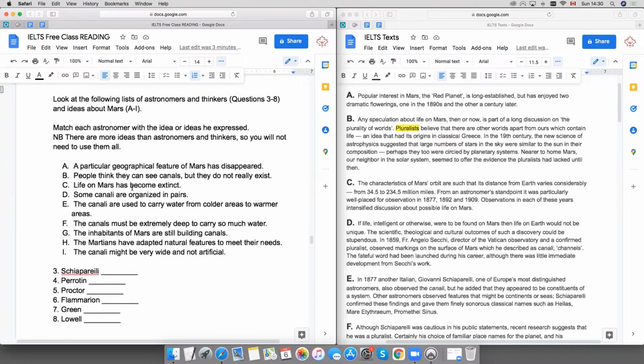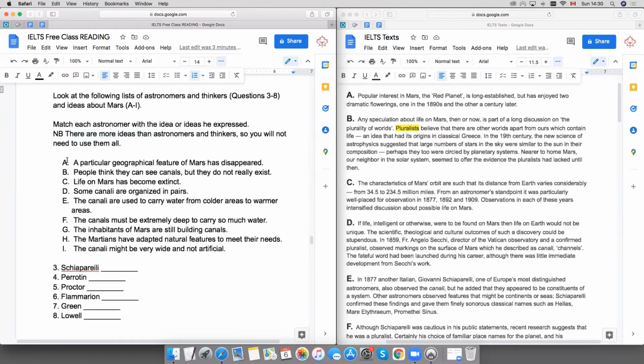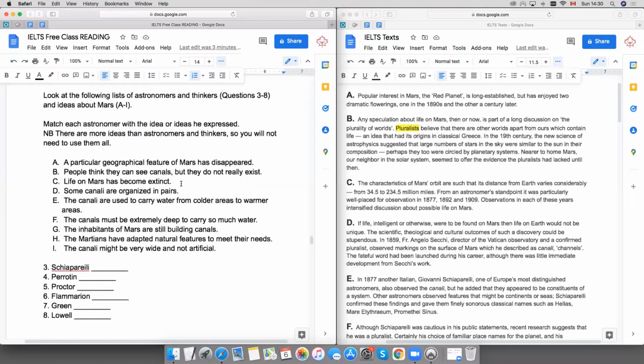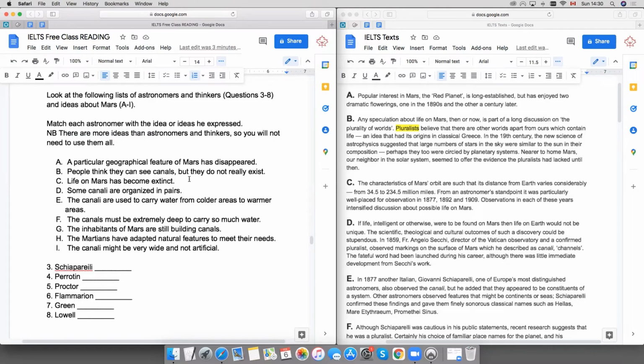On the IELTS test, we have more ideas than answers, so you can't use them all. So there's a lot of different information here. People sometimes like to look at the first information that they have in the reading, or in the question rather. Don't do this. Don't look at the first information. Look at the information that is going to be easiest to find in the text.